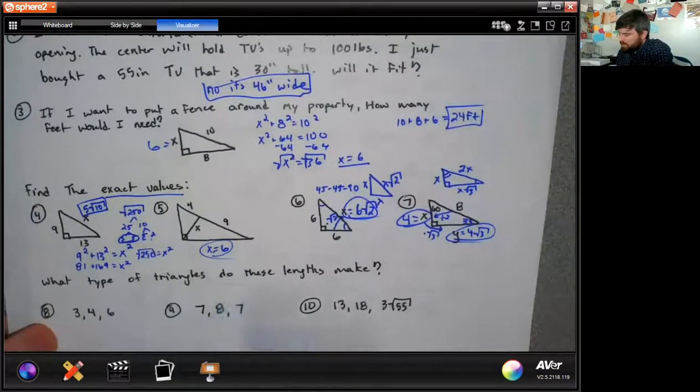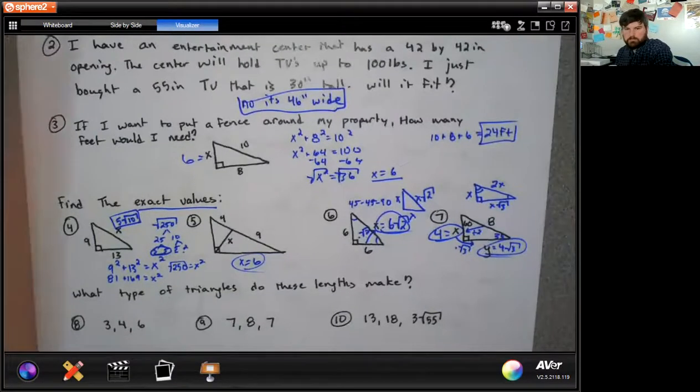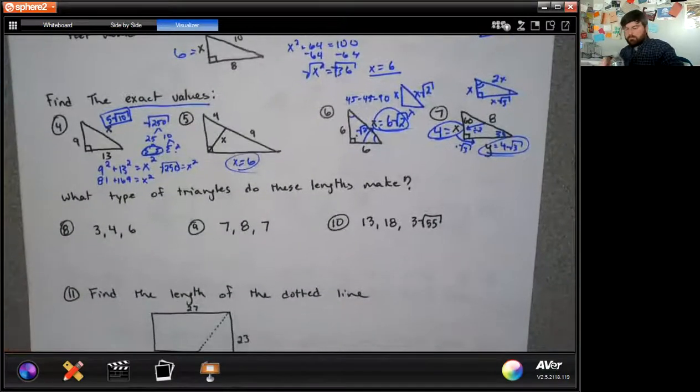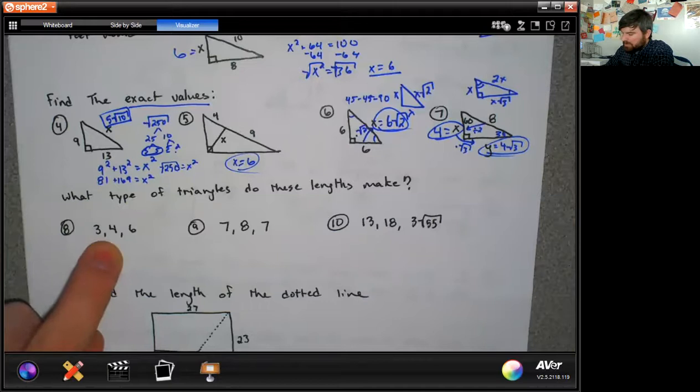What type of triangles do these make? Now, the first thing you've got to figure out is, is it a triangle? So in order to determine if it's a triangle, you have to take your two smaller numbers, add them up, and it should be greater than your bigger number, your biggest number. So if I take 3 and 4, I get 7. That is bigger than 6. So we're going to have a triangle.